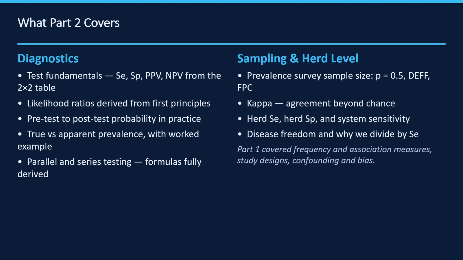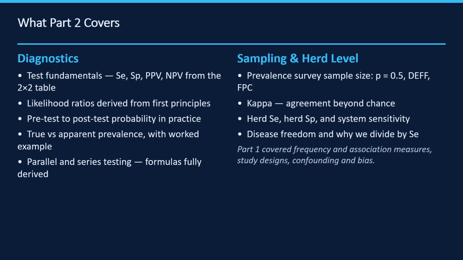Let's get to it. Here's the roadmap for part 2. 9 core topics, and they build on each other, so the order matters. We start with the diagnostic fundamentals from the 2x2 table: sensitivity, specificity, predictive values. Then likelihood ratios, which are just a slicker way of doing the same thing. And we'll use them to move from pre-test to post-test probability, the way you actually think in practice. From there, true versus apparent prevalence, because your test is imperfect and the number you observe is not the number that's real. Then combining tests, parallel and series, and when each one is the right call.